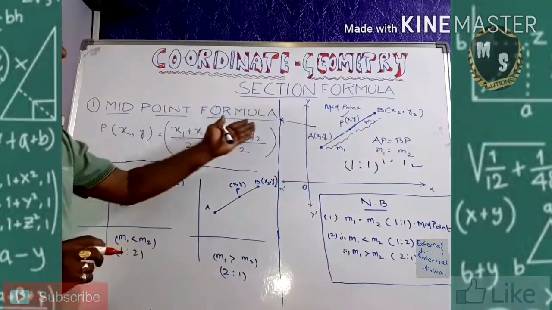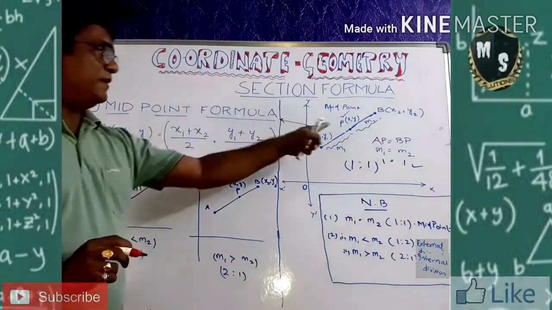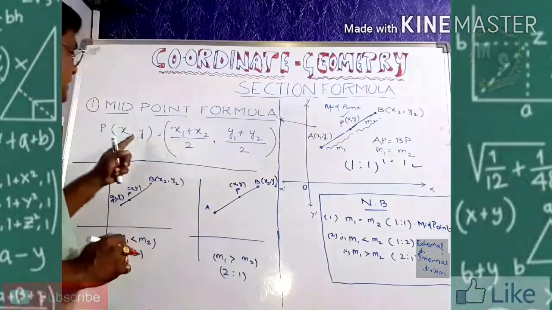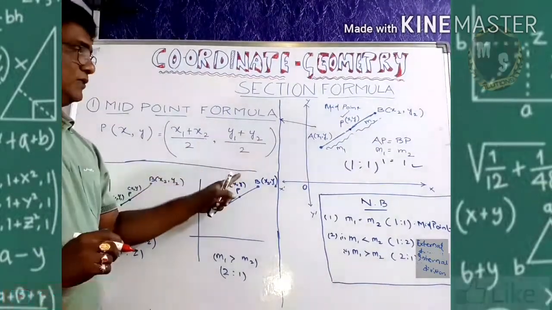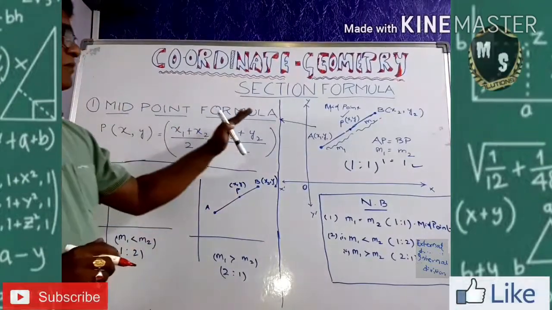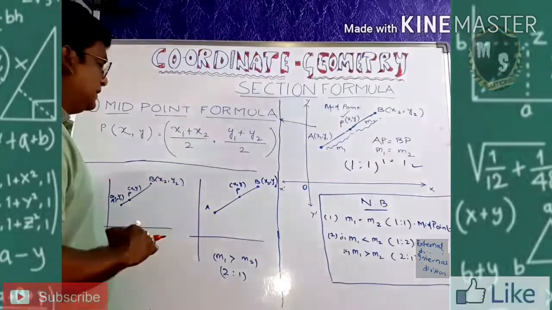Then the formula for it is the midpoint formula. What is the midpoint? The midpoint formula is (x1 plus x2) by 2, (y1 plus y2) by 2. So I hope this midpoint formula is understood by you. Now come to the point.